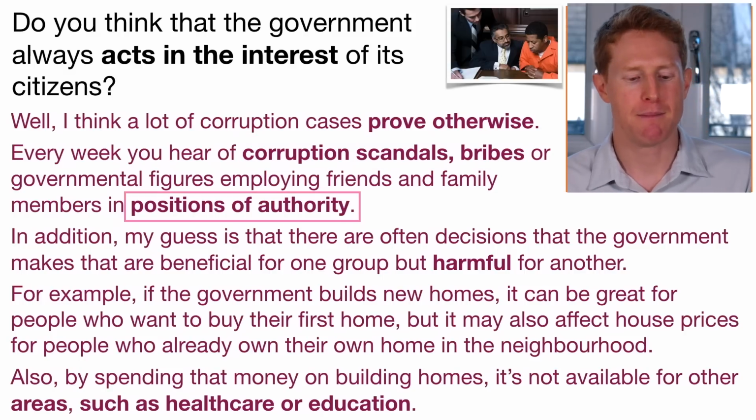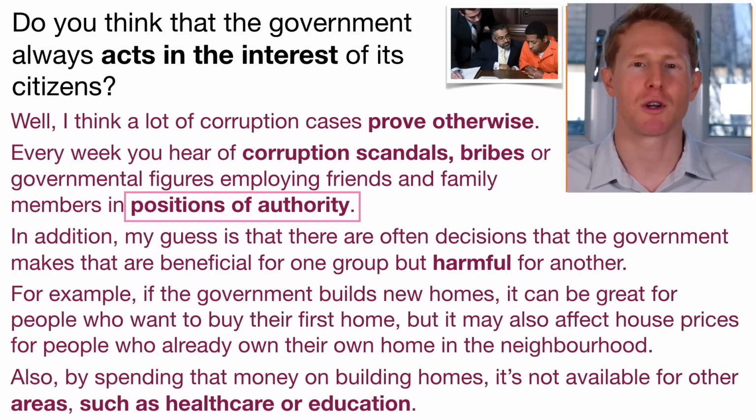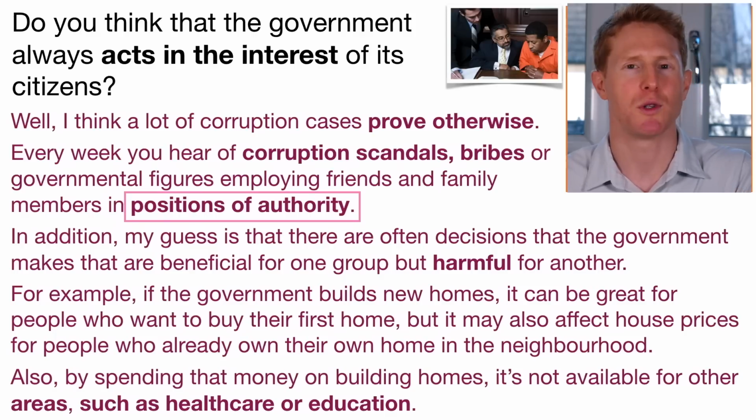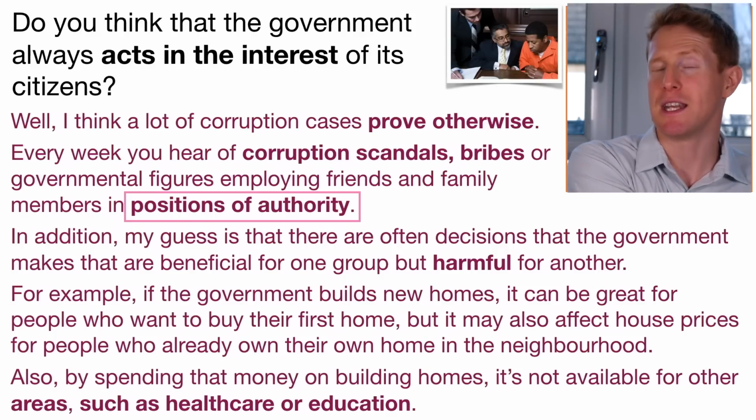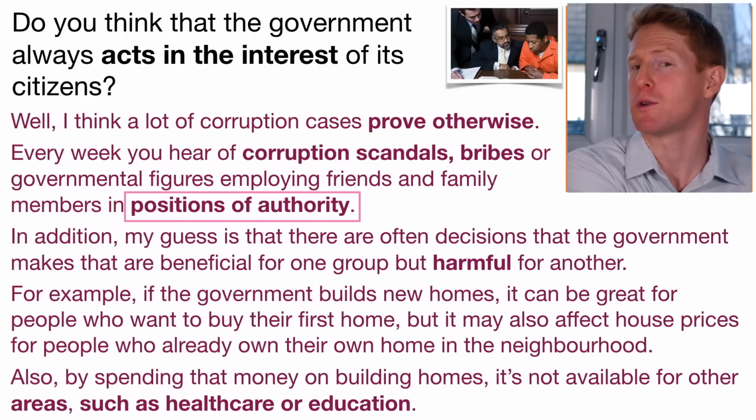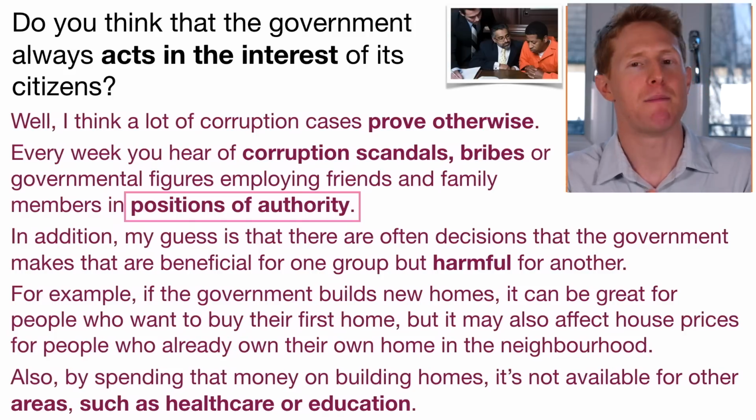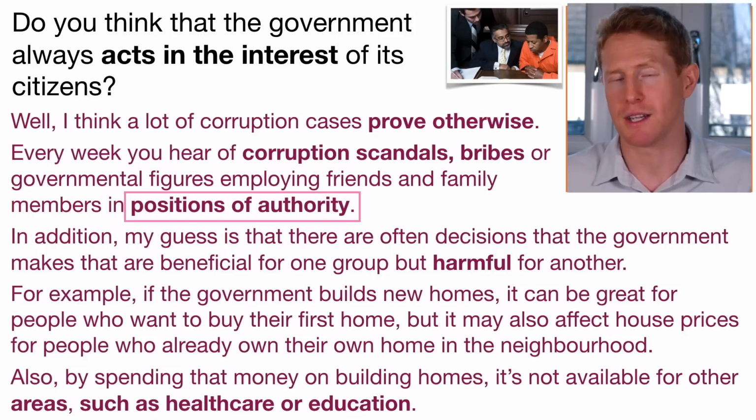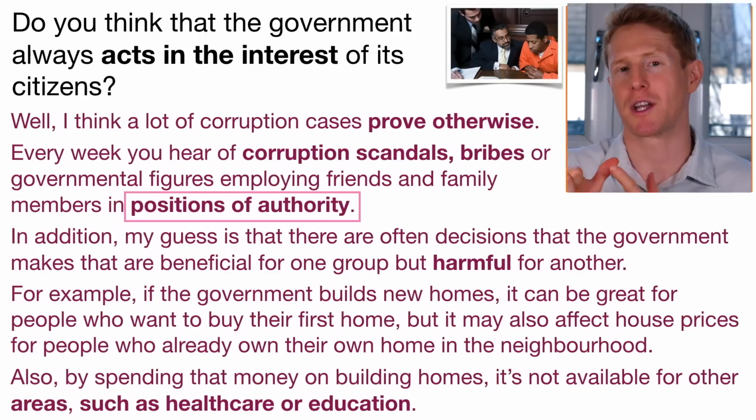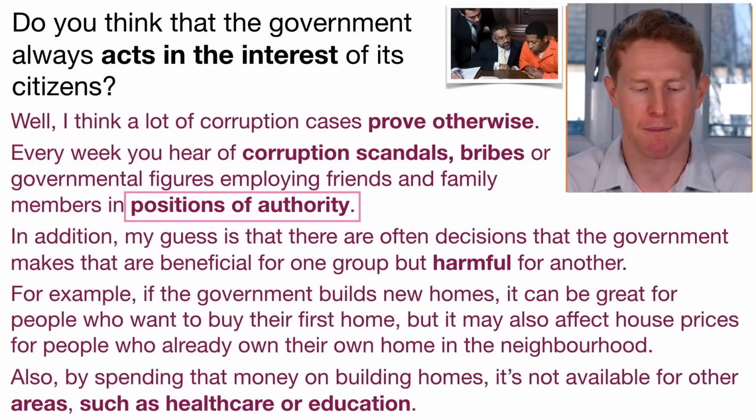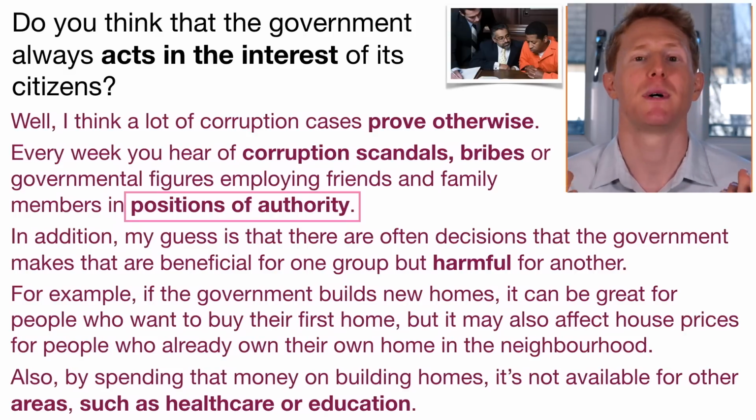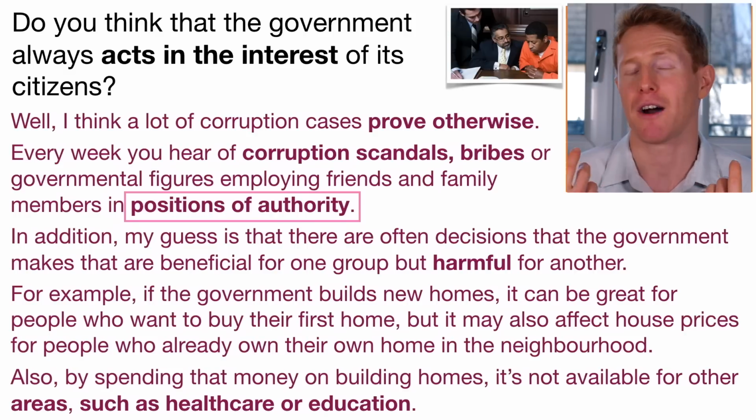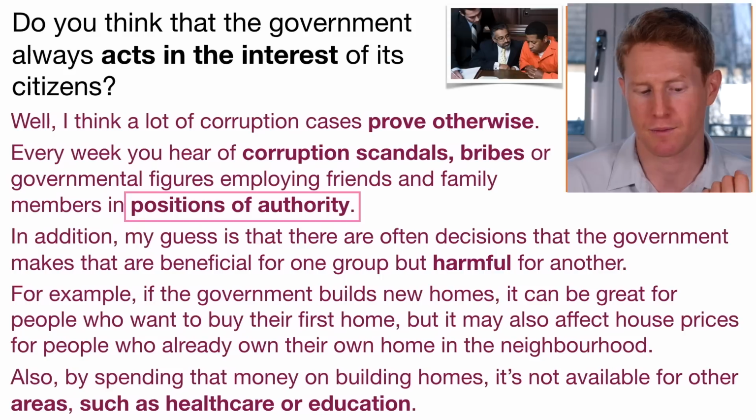Now we talk about people in positions of authority. So remember earlier we talked about people in need. We can also talk about people in positions of authority. So people in need means poor people and people who require assistance. People in positions of authority means people who have a lot of power and decision-making power. So the government are an example of people in positions of authority. Police have a lot of power. They are in positions of authority.